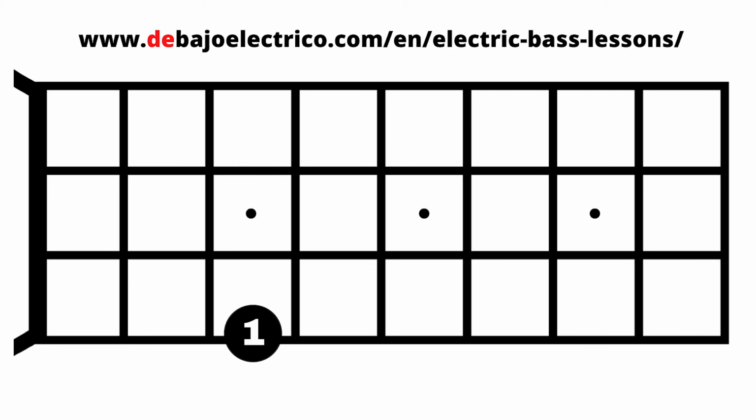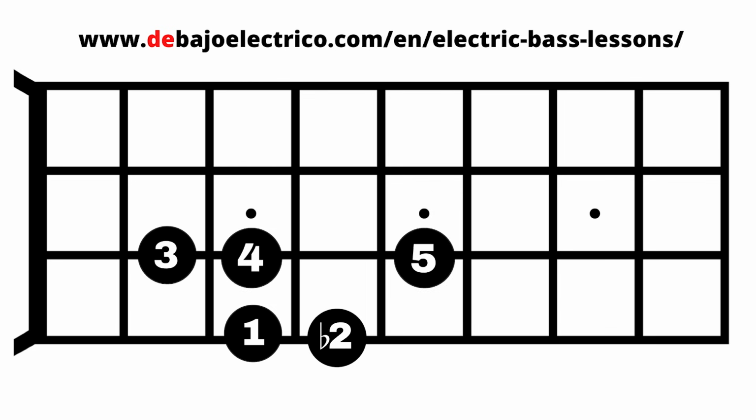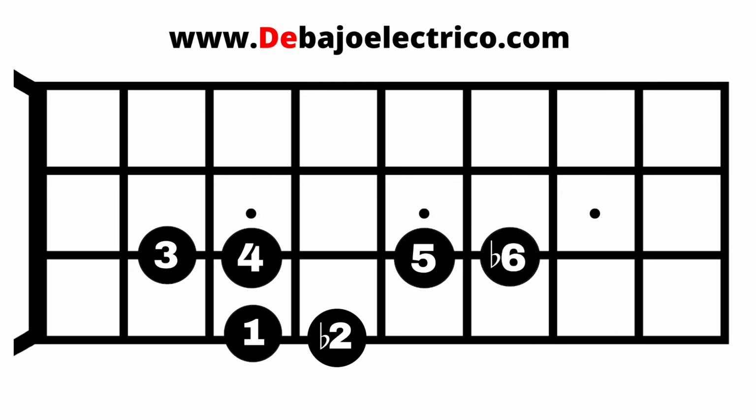This scale is formed by the tonic, a minor second, a major third, a perfect fourth, a perfect fifth, a minor sixth, and a minor seventh that is one tone away from the octave.